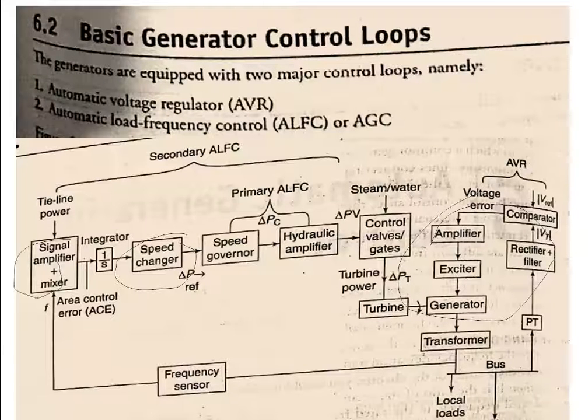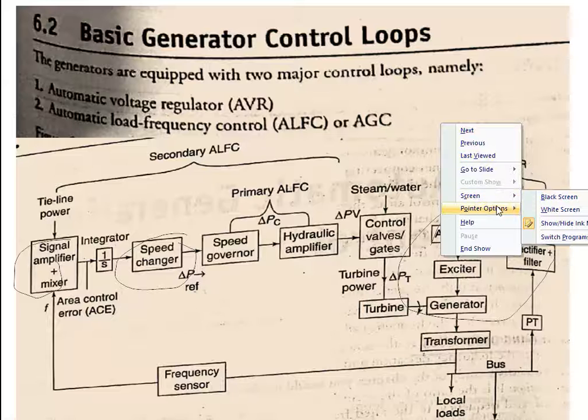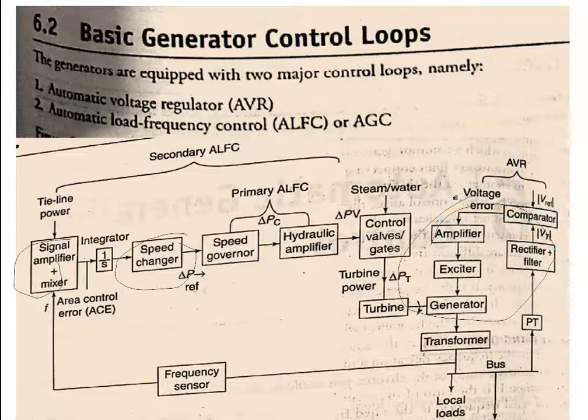There are two different kinds of loops in the generator control. One is the automatic voltage regulator and the other is automatic load frequency control. The AVR loop consists of different blocks: voltage error, amplifier, exciter, generator, transformers, potential transformer, rectifier unit, and comparator.